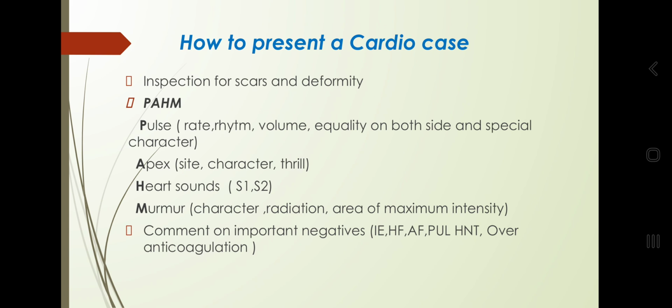How to present a cardio case. You will comment on any scar or deformity, then BHM, pulse: rate, rhythm, volume, equality on both sides, and special character. Apex: site, character, and the thrill. Heart sounds S1, S2: is it loud, is it soft? Murmur: the character of the murmur, radiation, area of maximum intensity, any maneuver done to increase the murmur. And comment on important negatives like no signs of infective endocarditis, no AF, no heart failure, no pulmonary hypertension. If the patient is on warfarin in prosthetic valve disease, no signs of over-anticoagulation.